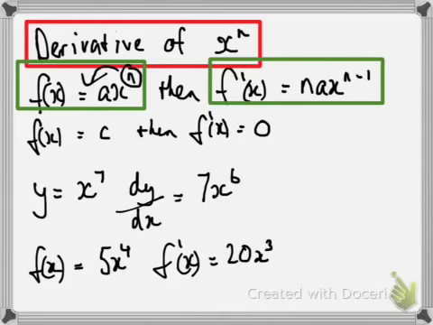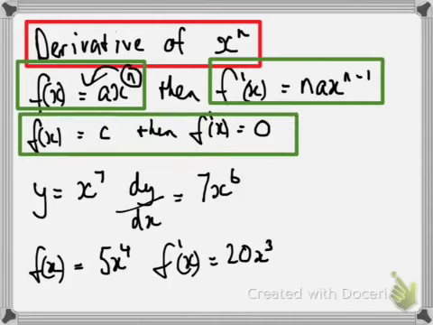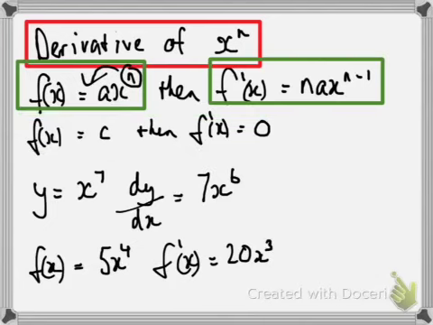The other thing to note here is that if your function is just a plain number, a constant, then the derivative is 0. So the derivative of a constant, for example, if y equals 7, then dy dx, the derivative of it, would be 0. Alrighty, so here's some simple ones.